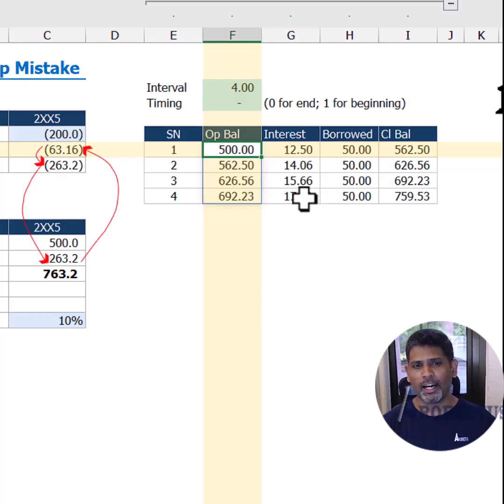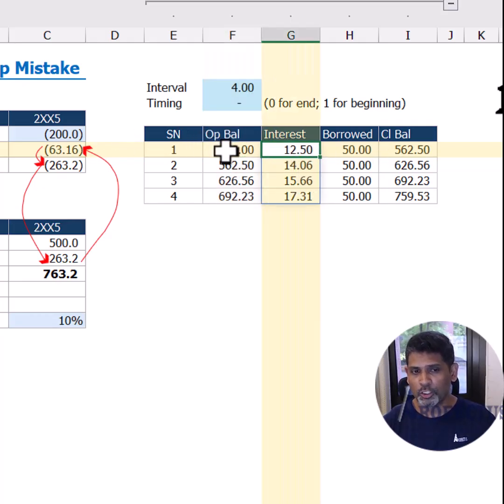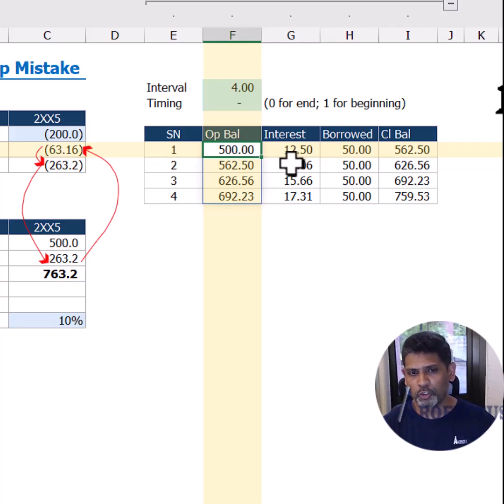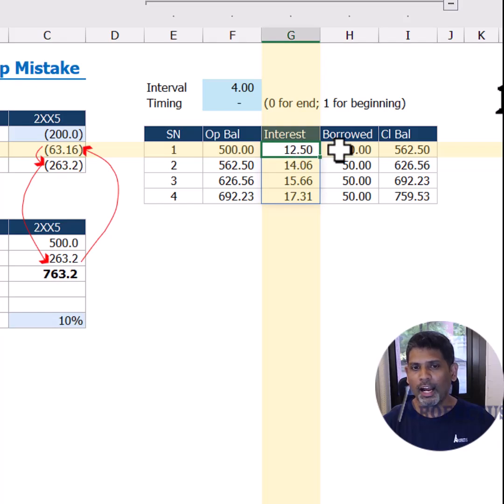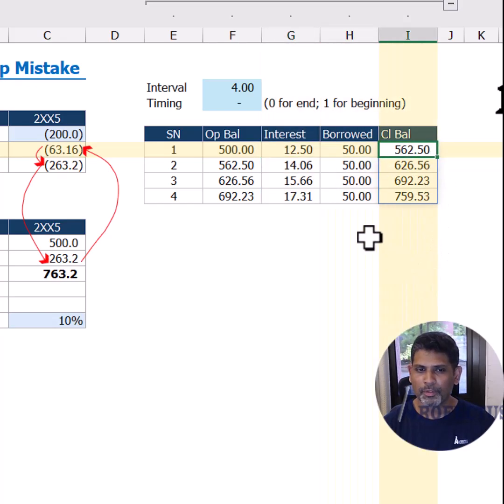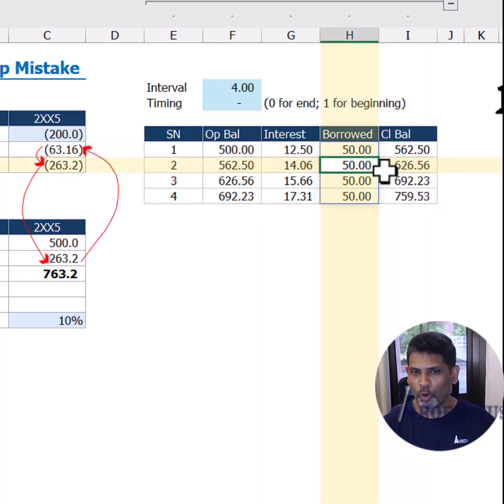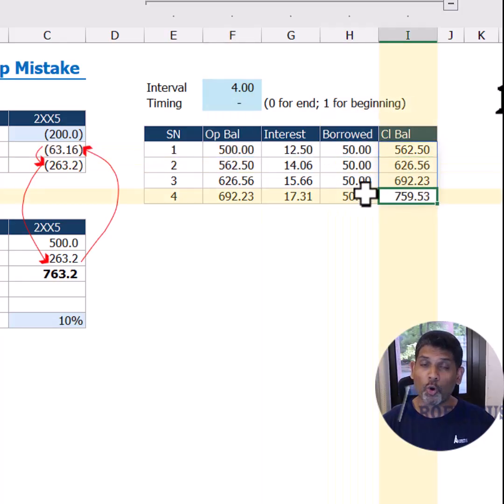So in the first quarter, my opening balance is 500. 2.5% interest, because 10% interest is per annum, so per quarter is going to be 2.5%. 2.5% of 500 is 12.5, and whatever amount I borrowed put together gets me my closing balance. I repeat this calculation for all the 4 quarters, so there is an interest on interest compounded on a quarterly basis, but still my closing balance is only 759.53.